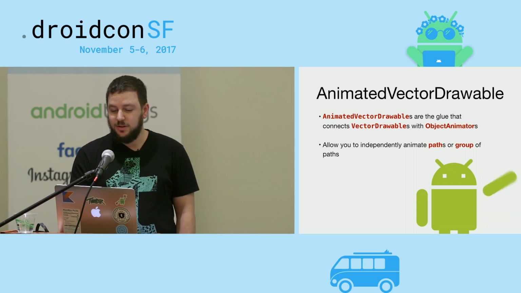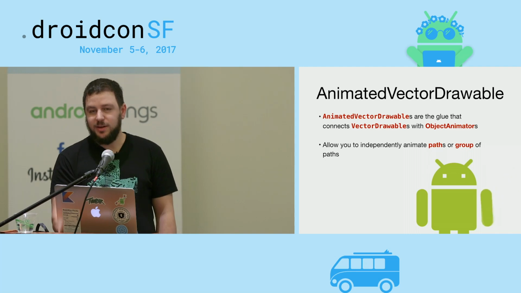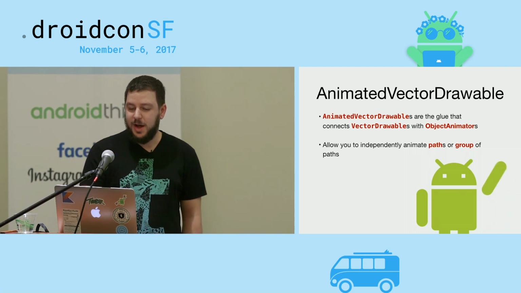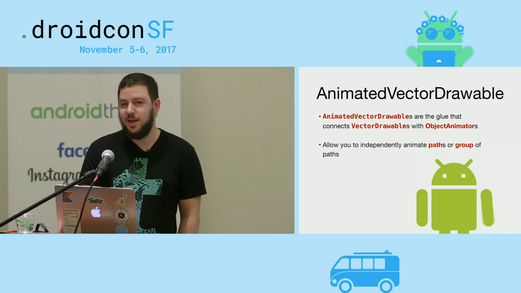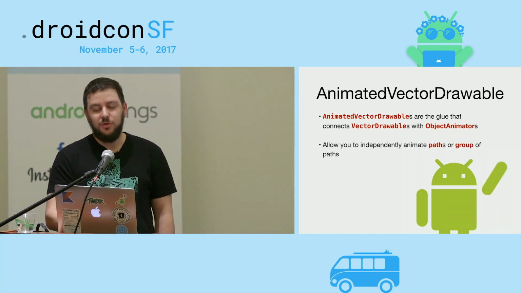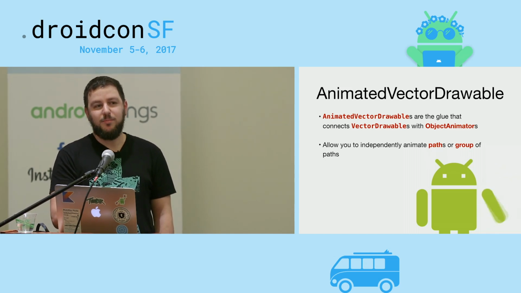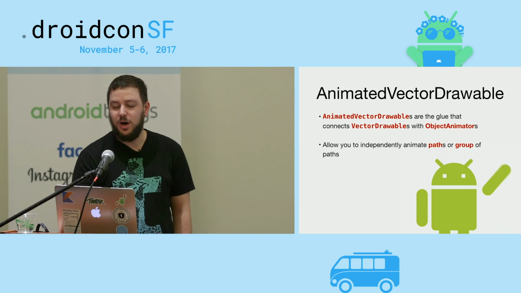AnimatedVectorDrawables take vector drawables and make them animatable. A vector drawable assigns each animated path or a group of paths a unique name, and the animated vector drawable uses those names to map one path or a group of paths to object animators.